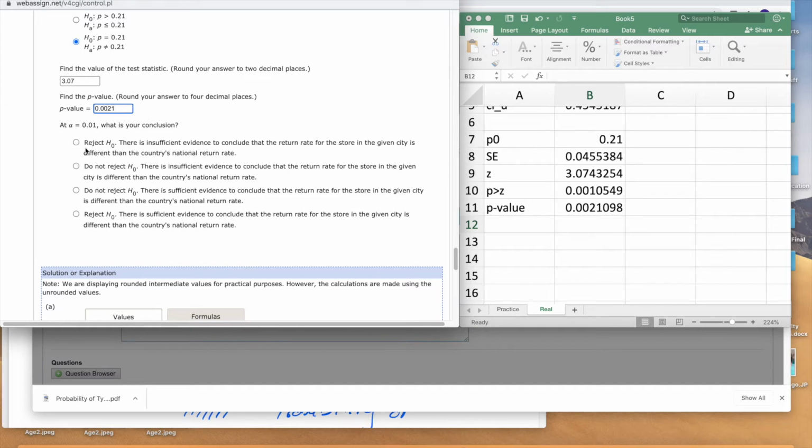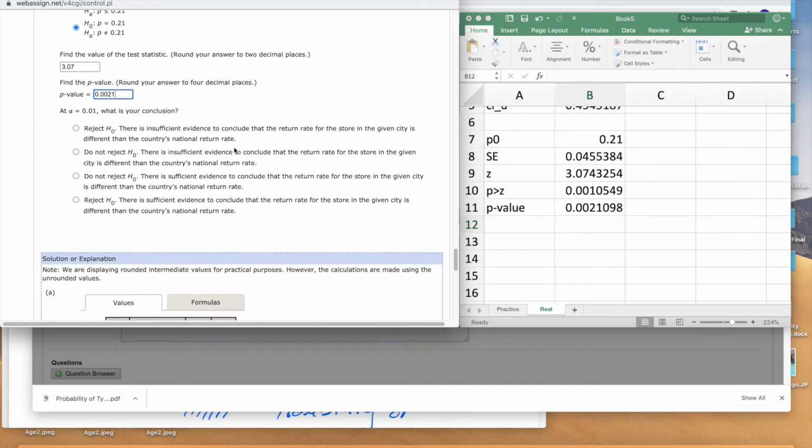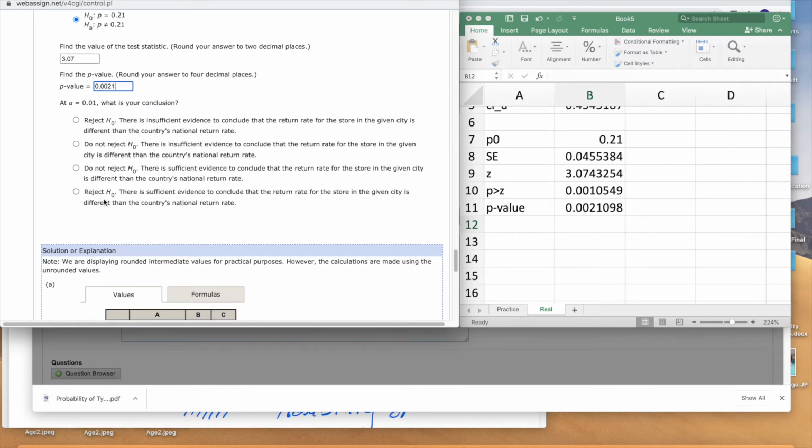So let's look at this one. Reject the null. That looks good. There is insufficient evidence to conclude that the return rate for the store in a given city is different than... No, that's wrong. We do have sufficient evidence. So that part is right, but that is not an interpretation of rejecting the null. Here's our other option. Reject the null. There is sufficient evidence. So that right there is going to be our answer.